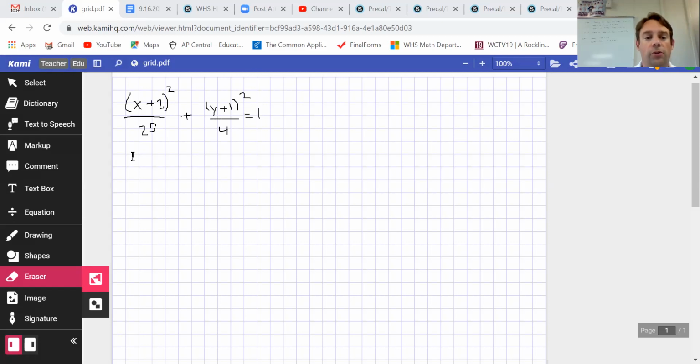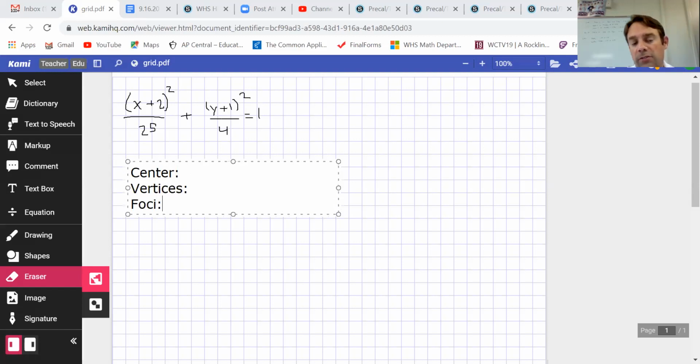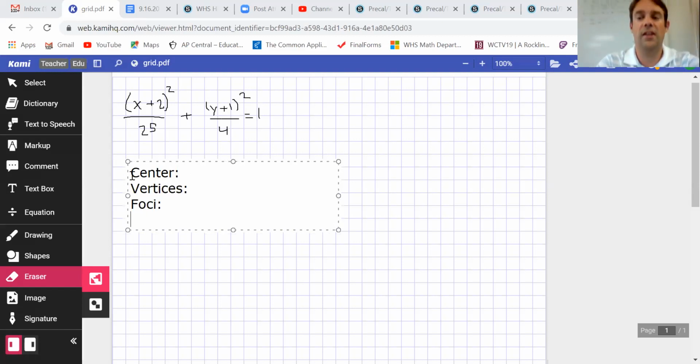And what I want you to do is see if you can figure out the center, the vertices, the foci. It's not "foci," it's "foci." That's the plural for focus. Remember, we had a focus on a parabola. I want to know what the co-vertices are.